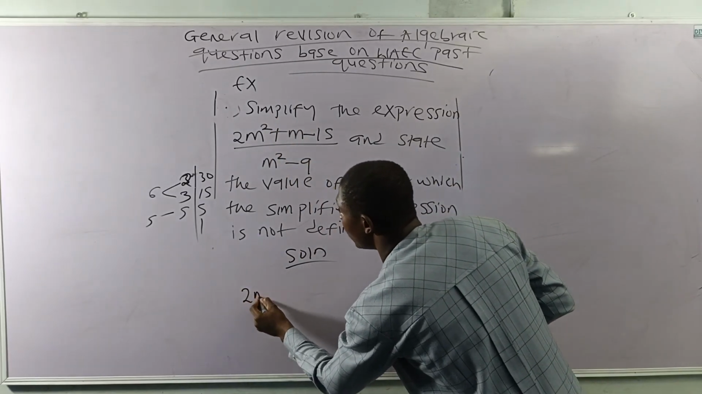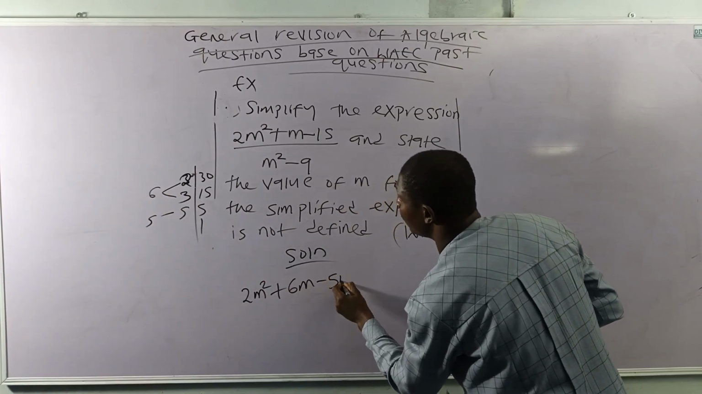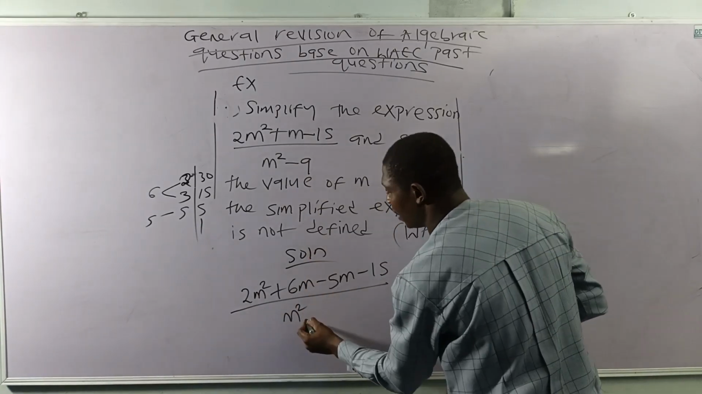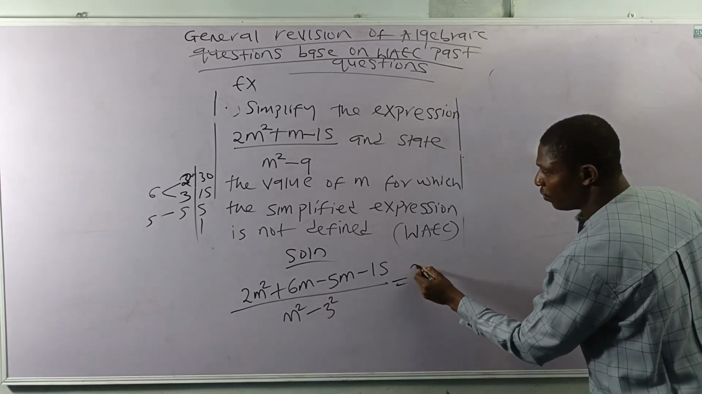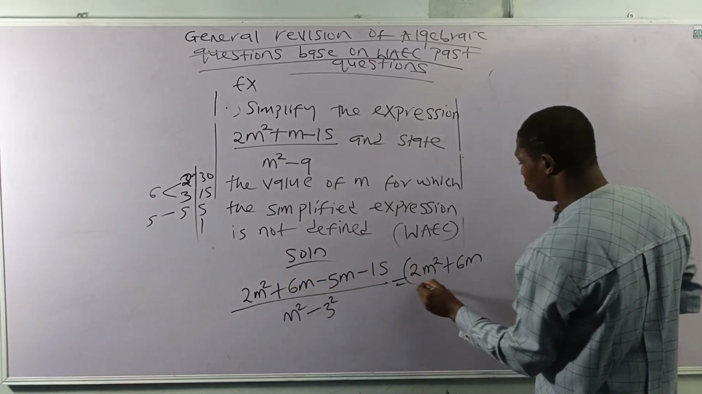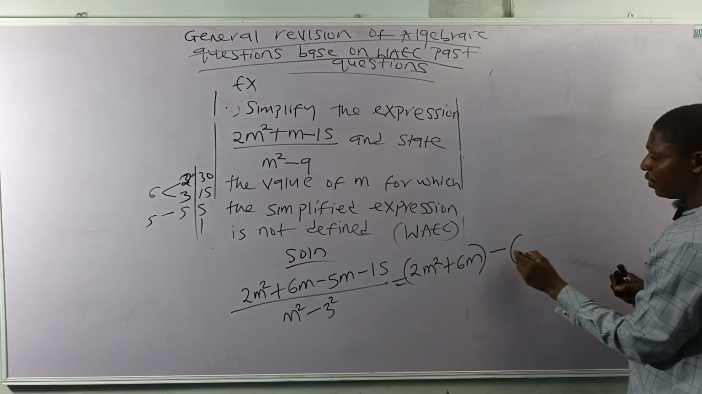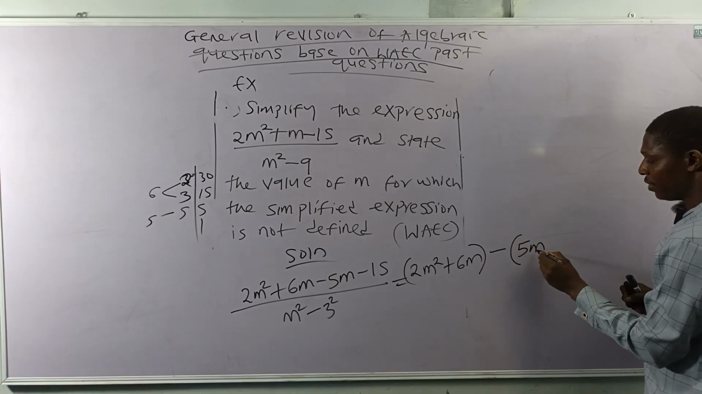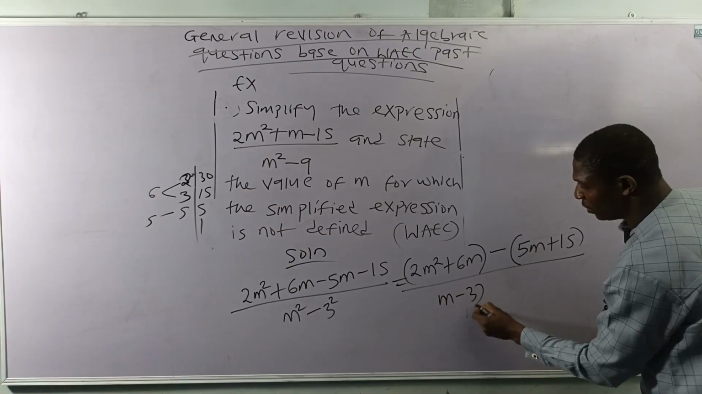So I'll have 2m squared plus 6m minus 5m minus 15 all over m squared minus 9. 9 can be written as 3 squared, so I have 3 squared. So from this, I'll bracket, I'll have 2m squared plus 6m. Remember, minus minus is plus, so we are good to go. I'll bring my negative sign the way it is. I'll have brackets. If I have a negative sign, all the signs inside will change. So minus 5m becomes positive 5m and minus 15 becomes positive 15. All over my difference of 2 squares, m minus 3 bracket m plus 3.